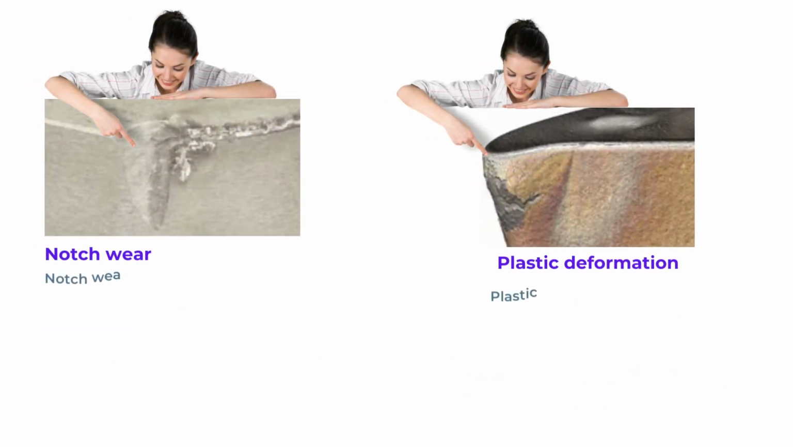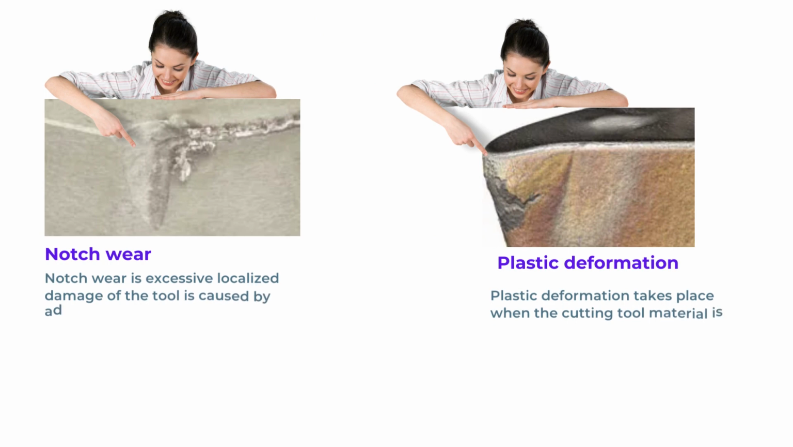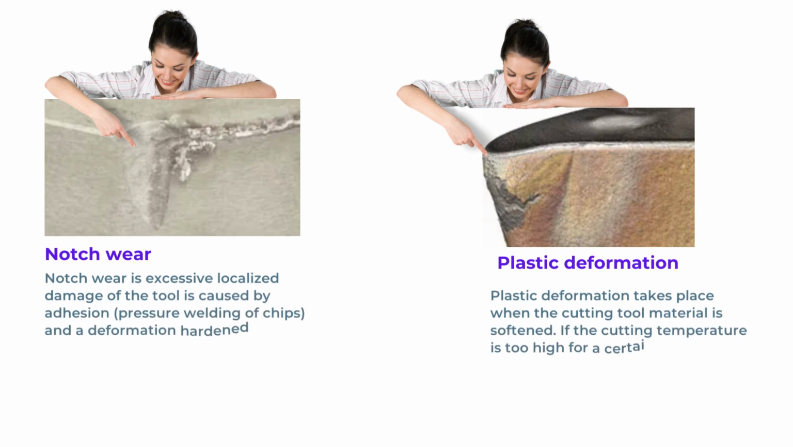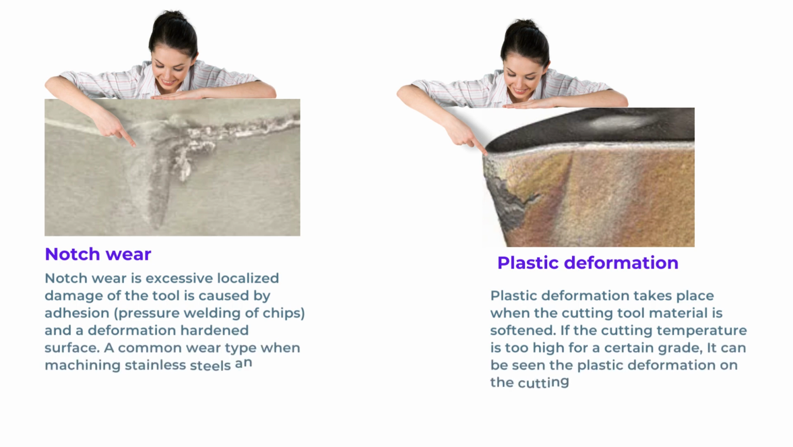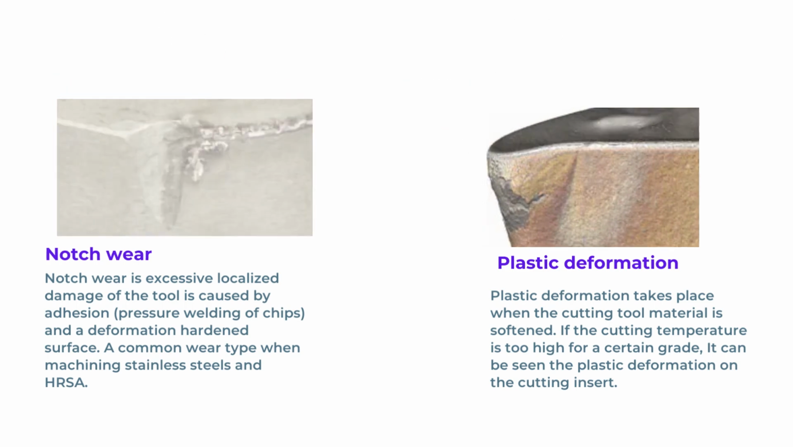Notch wear is when chips are welded on the cutting tool by pressure, followed by excessive localized damage to the cutting edge. It is a frequent type of wear when machining stainless steel and heat-resistant superalloy materials. Plastic deformation occurs when the cutting tool material softens due to excessive heat. It can be seen when the cutting temperature is too high during machining.